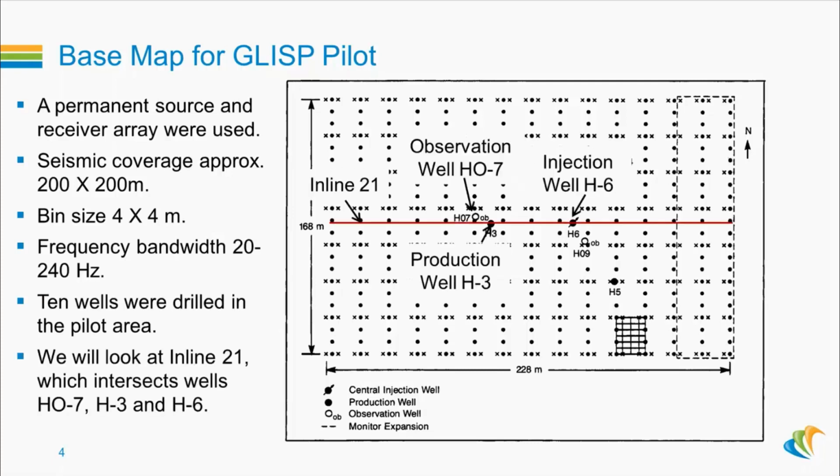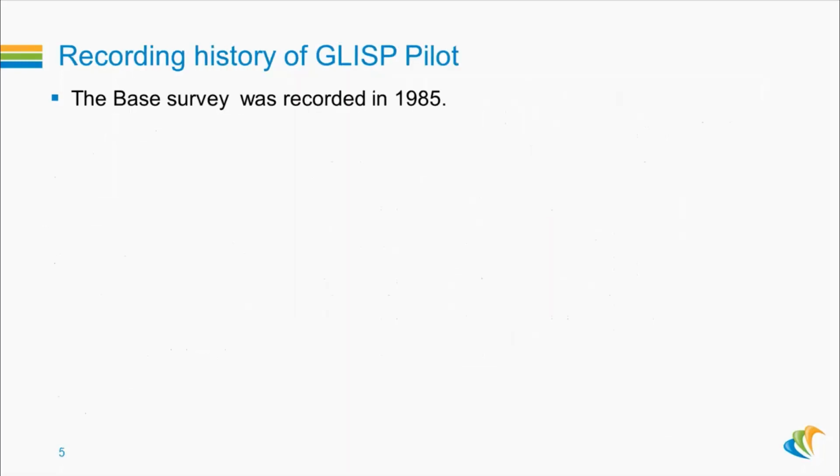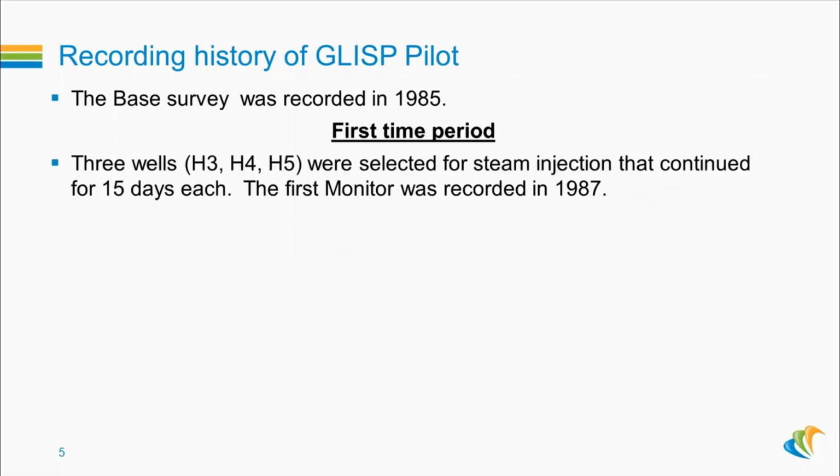So what I'm going to do is look at the line I've shown in red here, line 21, which intersects wells H07, H3, and H6. H07 was an observation well, H3 was a production well, and H6 was an injection well. So as I said, the base survey was recorded in 1985, and during the first time period, 3 wells, H3, H4, and H5, were selected for steam injection, and that continued for 15 days for each well.